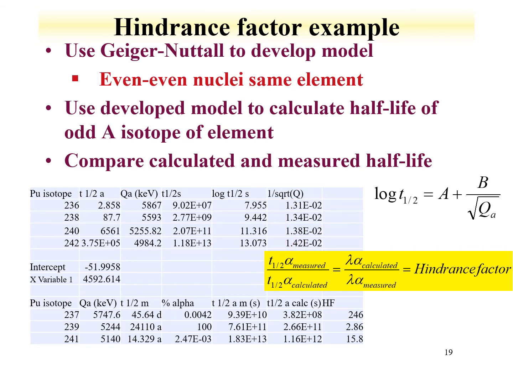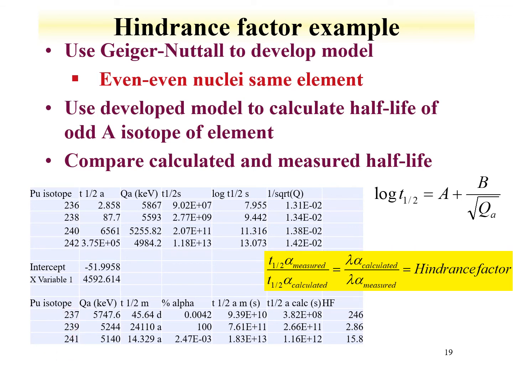And using Excel, I just took the data for the log of the half-life in seconds against 1 over the square root of the Q value. I determined the intercept, which would be the A value, and here it's listed as negative 51.99. And the variable B is listed as 4,592.6. So now I have the model to calculate half-life. And here are some plutonium isotopes with odd A, 237, 239, 241.